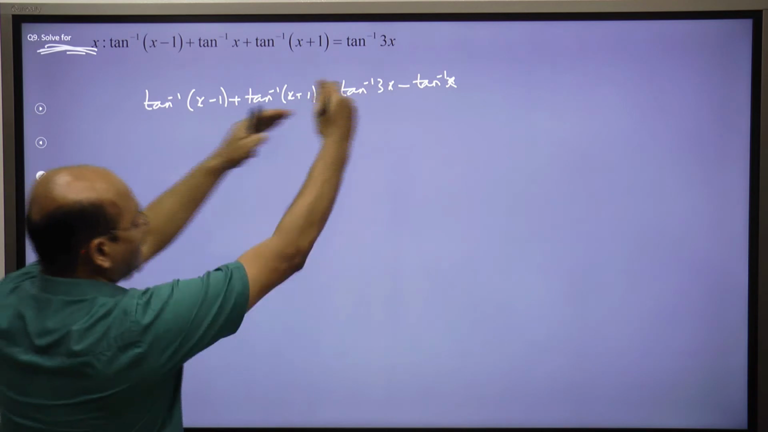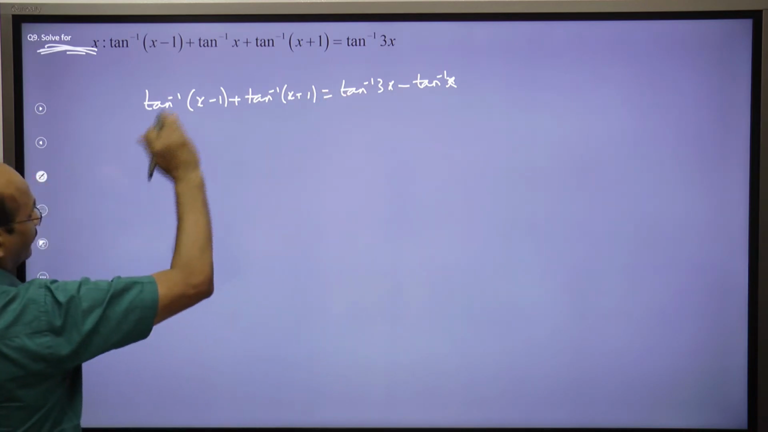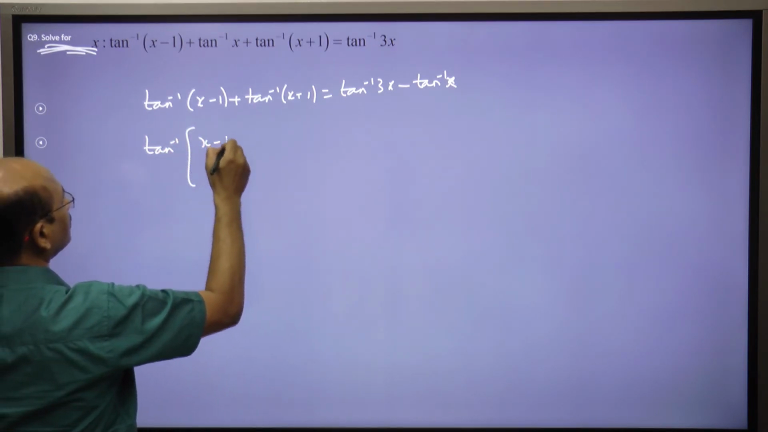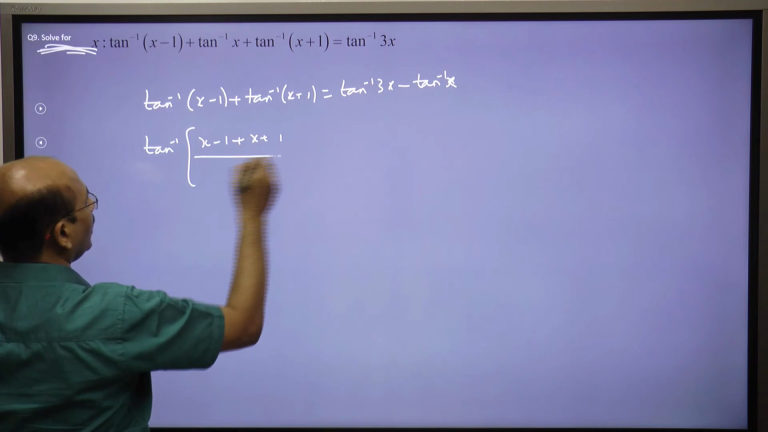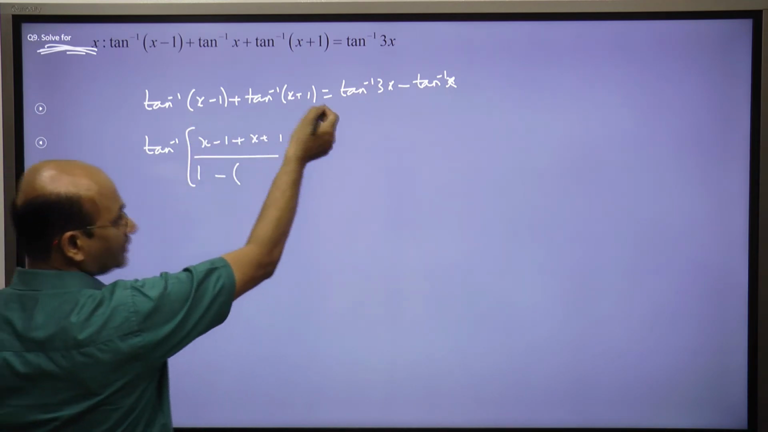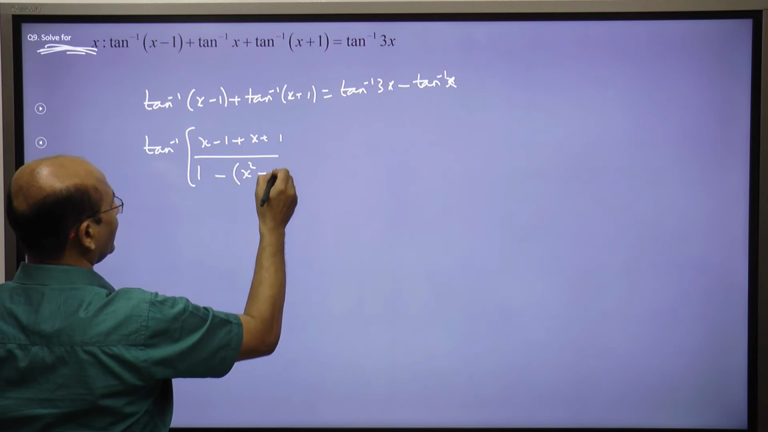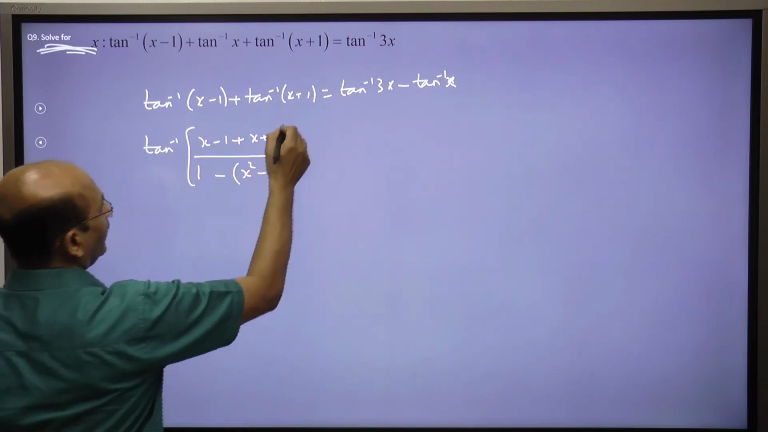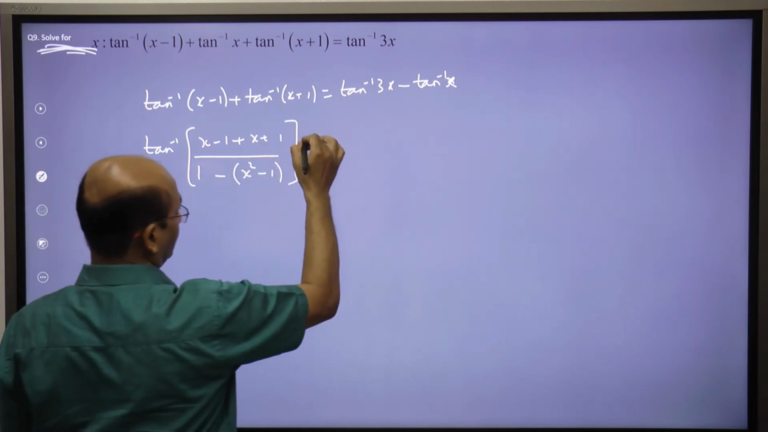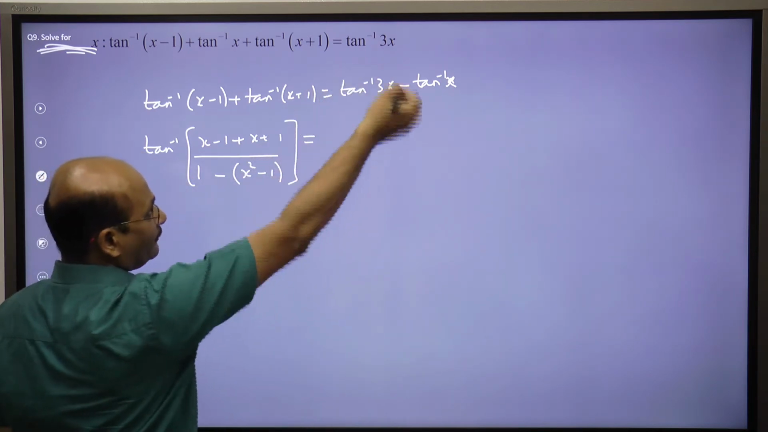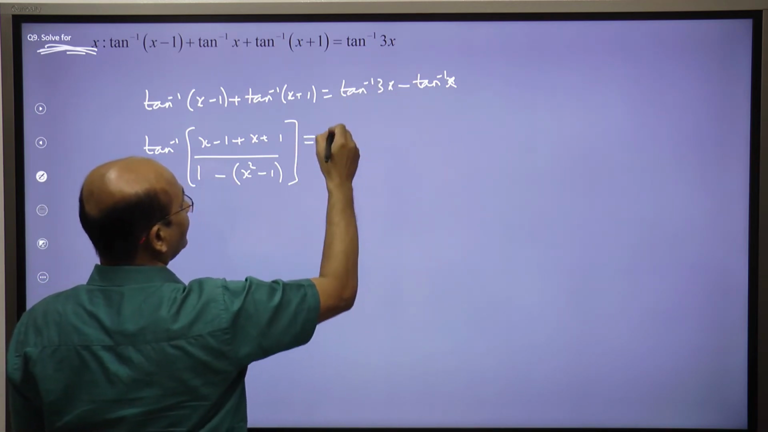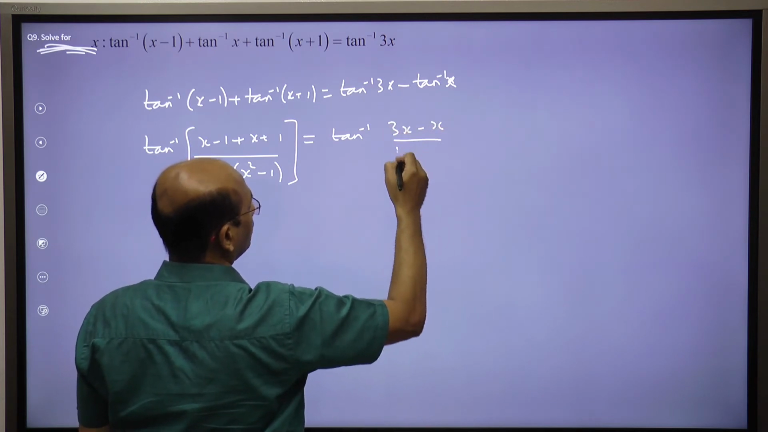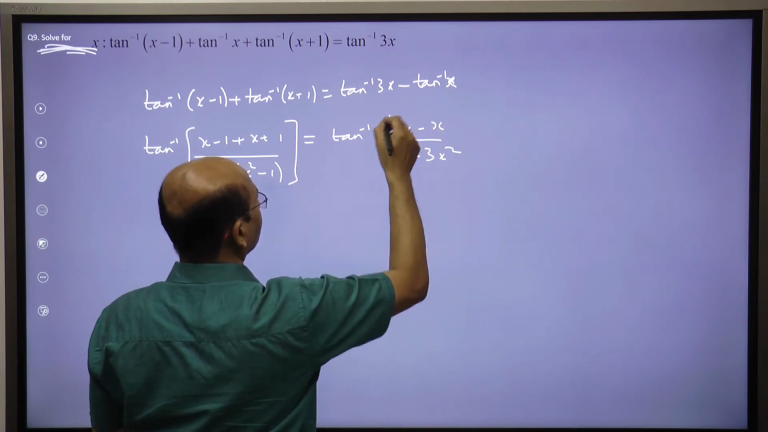So what I can do is bring down the working on both simultaneously. Tan inverse x plus tan inverse y is tan inverse x plus y upon 1 minus xy. I am just doing basic mathematics, you can judge for yourself. And tan inverse x minus tan inverse y is tan inverse x minus y upon 1 plus xy, so on the right side it is tan inverse 3x minus x upon 1 minus xy.